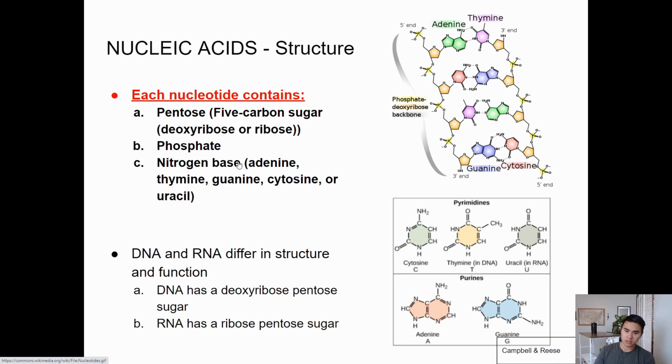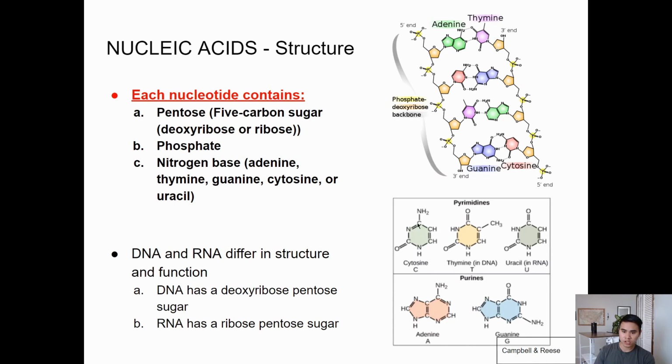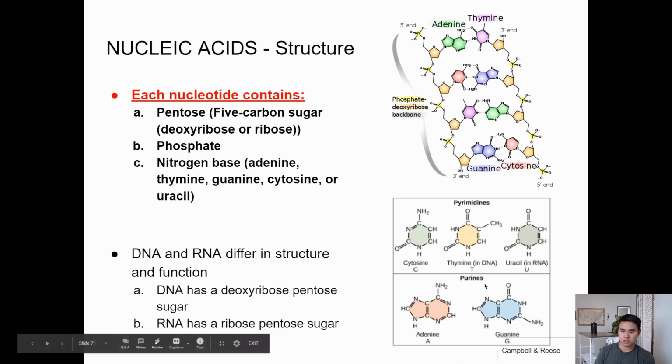And an important thing to note about the base, you have 2 different types. You have pyrimidines and you have purines. So pyrimidines are just one ring, and a purine is 2 rings. So it is important to distinguish, I'm looking for my notes once again, scrolling down. Okay, so it's important to distinguish that there are 2 different types of bases.